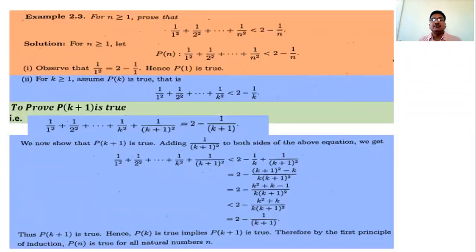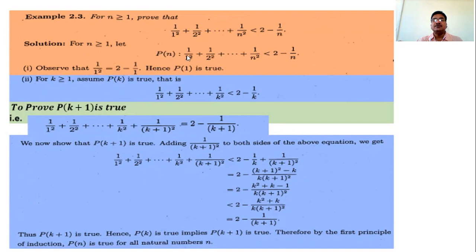So first step is what? Denote the given statement by using Pn. This is the Pn statement. And now the first step is what? We have to prove the result is true for n is equal to 1. That is, substitute n is equal to 1 in LHS and RHS.